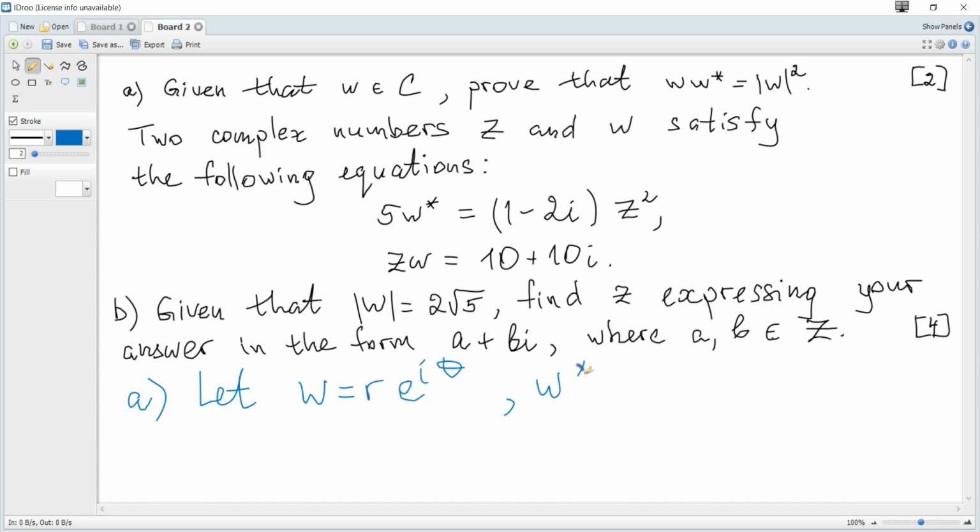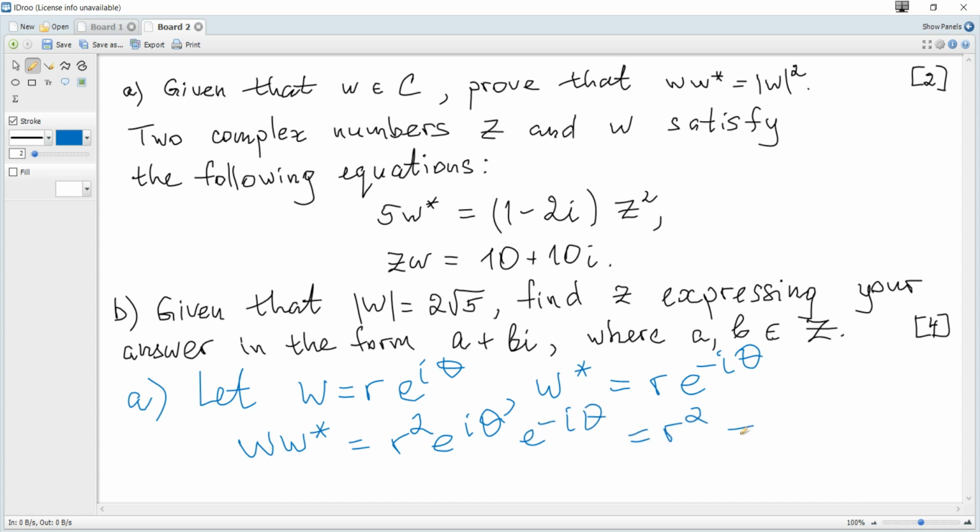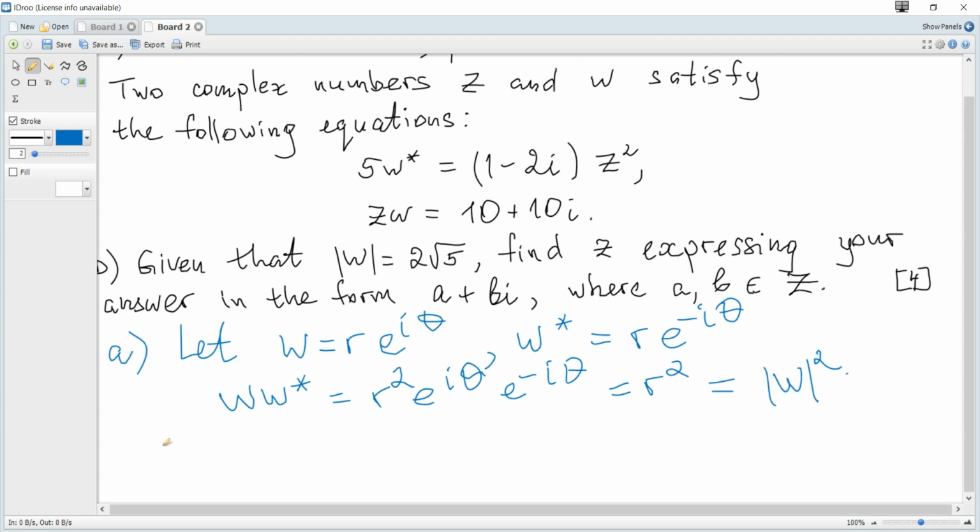Hence w complex conjugate becomes r multiplied by e to the power negative i theta. So w multiplied by w complex conjugate becomes r squared e to the i theta multiplied by e to the negative i theta. So it's r squared, and what is that? It's the modulus of w squared, as required.